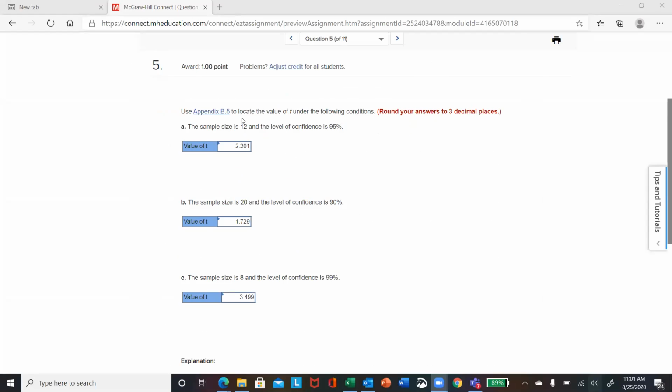In part B, you'll notice that it says sample size is 20 with a confidence level of 90%. So with a sample size of 20, you'll do 20 minus 1, which is 19, and then find that confidence column in your t-table, and that's going to give you 1.729. And again, let me show you where that's at.